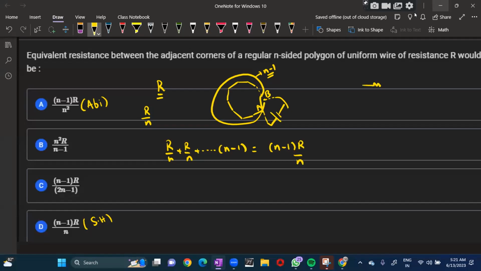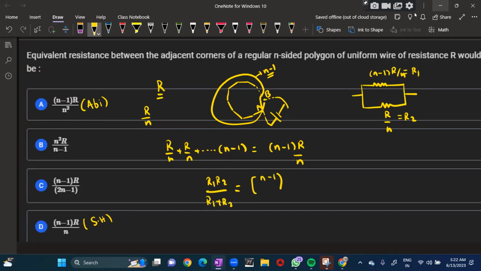So I can re-simplify the diagram. N minus 1 into capital R by small n is connected with the last resistance, that is R by N. Now these two are in which combination? Parallel combination. What is the net resistance? R1 R2 by R1 plus R2. R1 value is N minus 1 into R by N, R2 value is R by N, and whole divided by N minus 1 into R by N plus R by N.